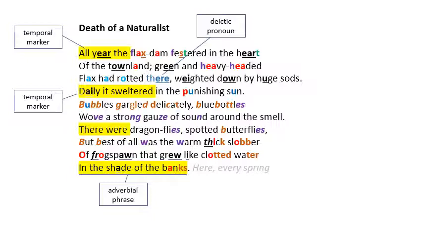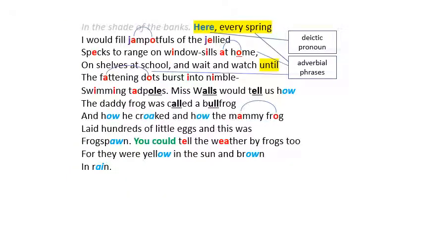All of this creates a visceral experience as Heaney recreates the joy of finding those things as a child, the joy and innocence of frogspawn. In this next part of the stanza, we get the deictic pronoun taking us to that place. As I said before, it's immediate. Here, every spring. What happens? They do this every spring. It's a ritual. It's a routine.